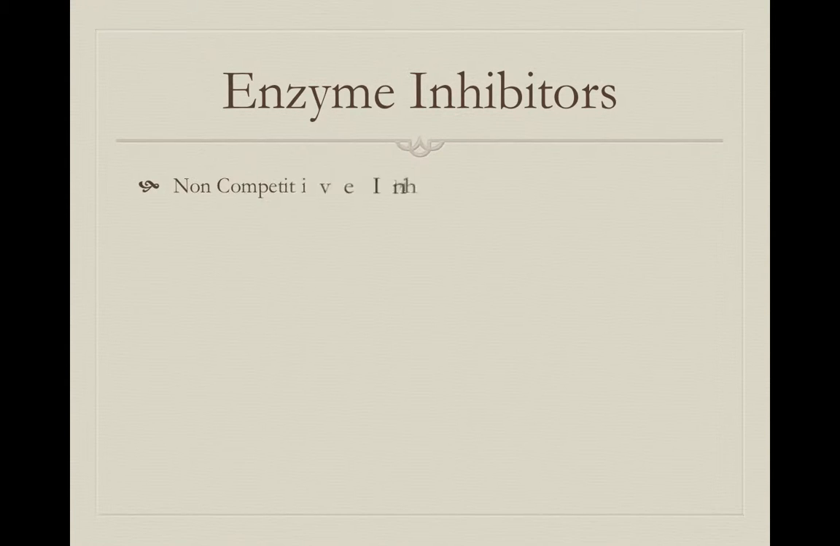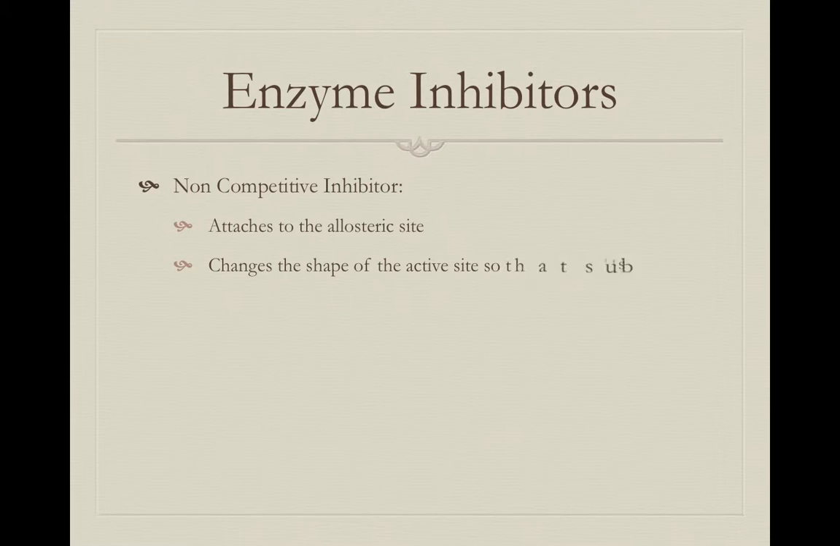Enzyme inhibitors. We have two types of inhibitors. The first one is a non-competitive inhibitor, and it attaches to the allosteric site. And I didn't point that out in the last picture, but I have another picture that'll show the difference between the two inhibitors, actually. So when it attaches to the allosteric site, it changes the shape of the active site so that the substrate cannot come in, and it won't be able to catalyze its reaction. And with the shape change, the substrate won't fit in like two pieces of the puzzle.